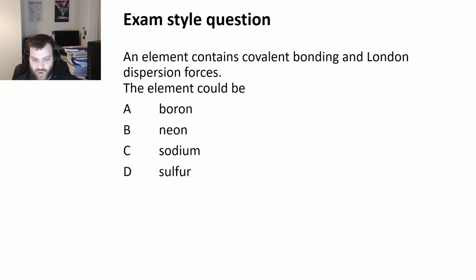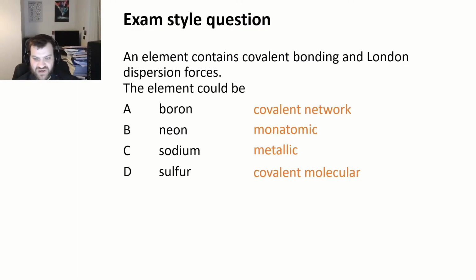We're given 4 chemicals here and asked which of these contains covalent bonding and London dispersion forces. If we think of the structure and bonding of each of them, you can rule out neon and sodium because they've got monatomic and metallic structures respectively. To have London dispersion forces, we're looking for our covalent molecular molecule, which in this case would be sulfur.